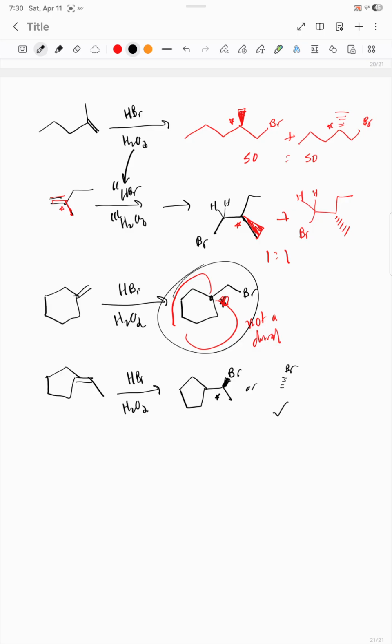Now, let's go on to 10.11. 10.11 goes on to touch radical polymerization. That's point 30. What is radical polymerization? What's its mechanism? Mechanism for radical polymerization.